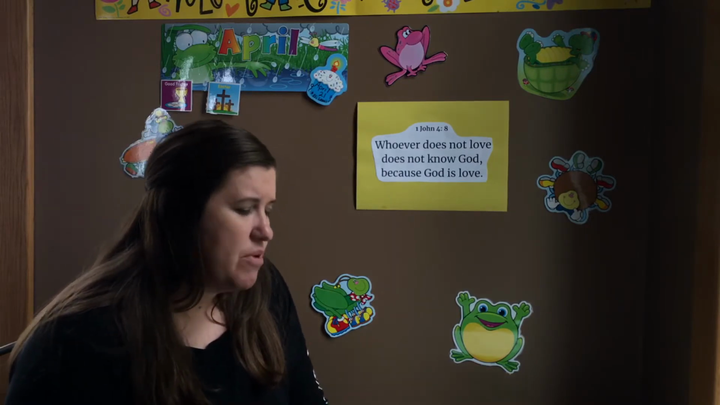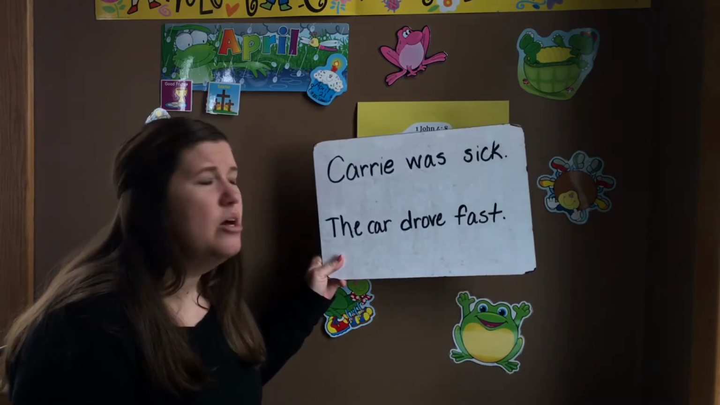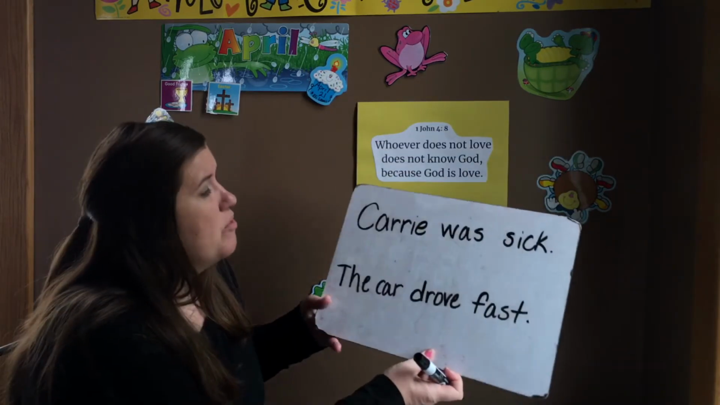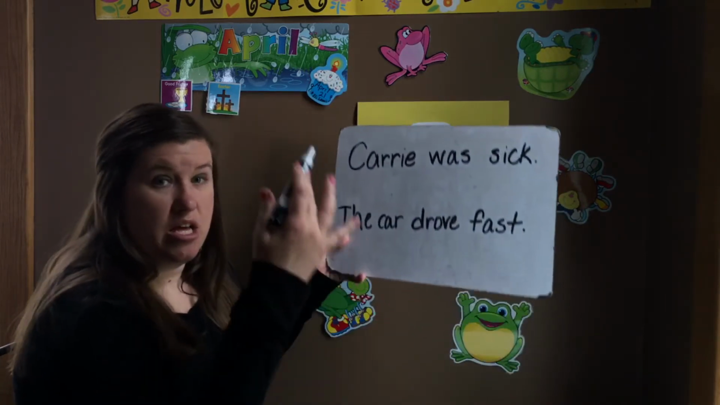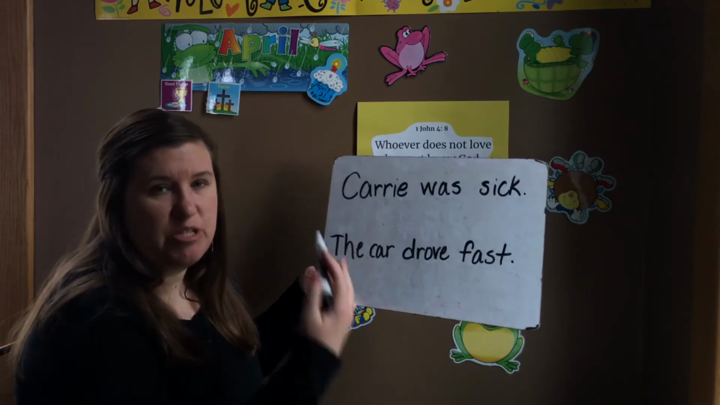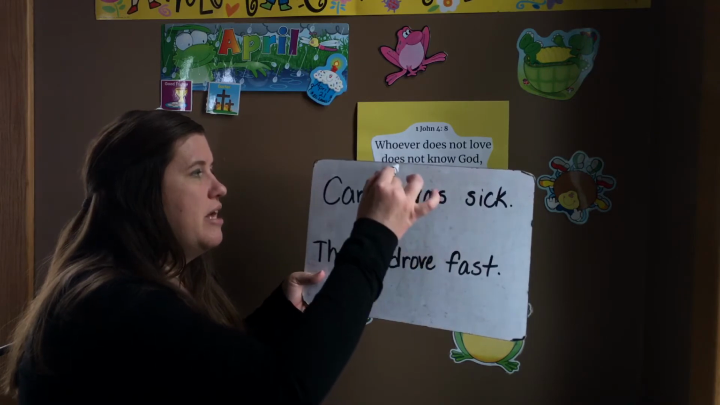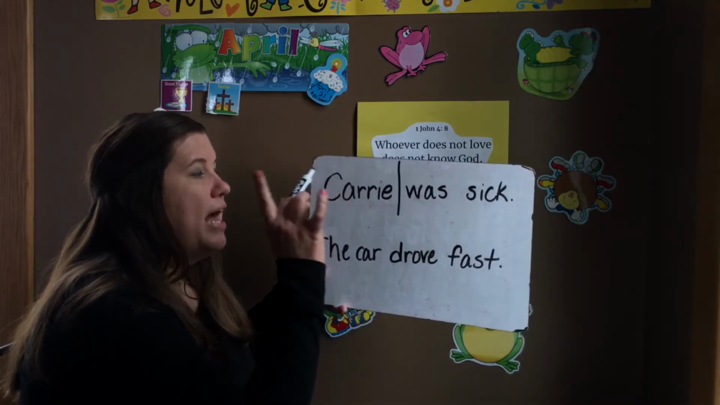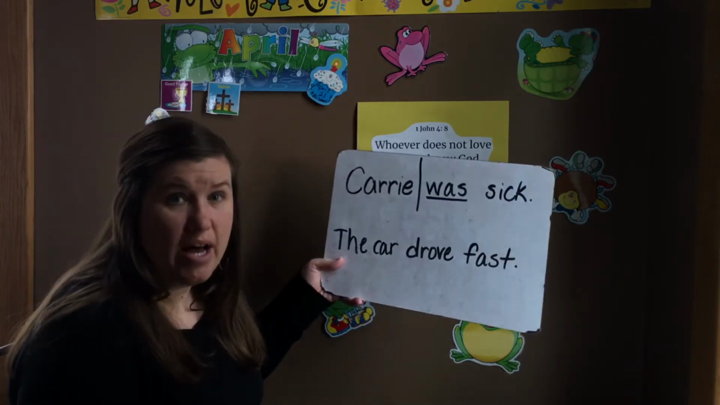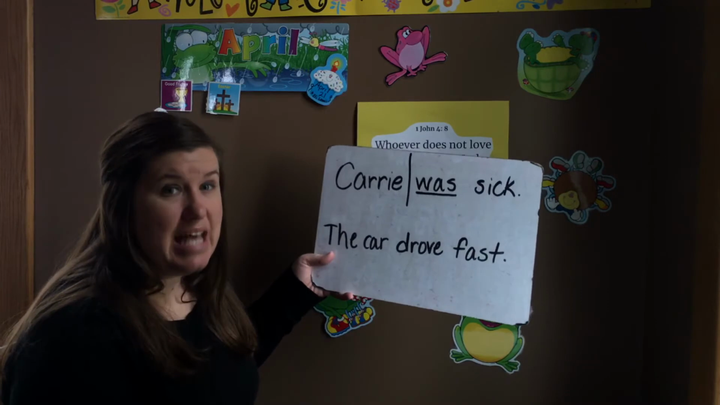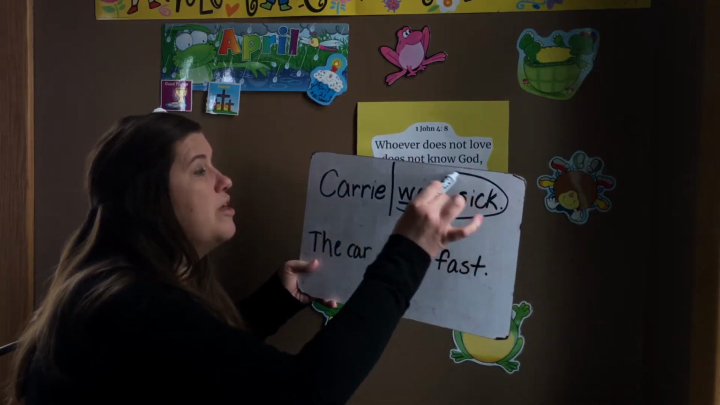So let's look. I wrote a couple of sentences here. Carrie was sick. We have a linking verb in there. Was, remember? So if they said, split the sentence between the subject part and the predicate part, we'd find our verb, here it is, and we would draw a line. If it said, what's the verb? We would only underline was. But if it said, circle the predicate part, you're going to circle this whole thing.